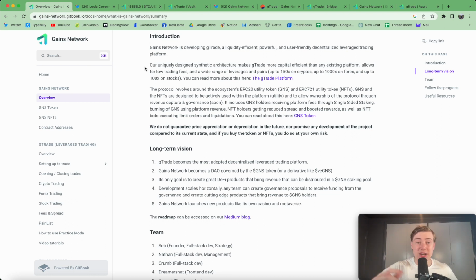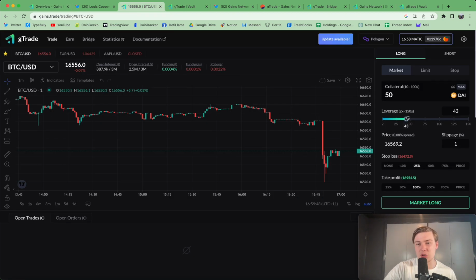So essentially, gTrade's unique architecture makes it more capital efficient than many of the other existing perp DEXs out there, and it allows low trading fees and a wide range of leverage options for pairs, up to 150x on cryptos, 1000x on Forex, and up to 100x on stocks. So you have lots of customizability due to how much leverage you actually want to use.